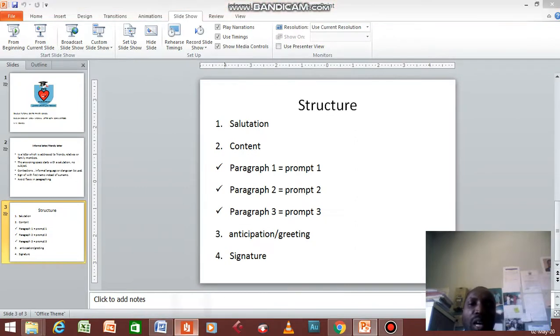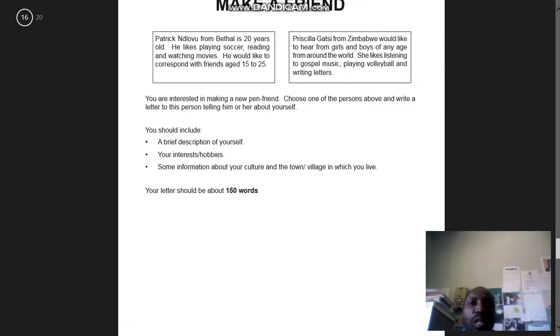Now when you start, what are you going to start with? You don't have to greet, "Hi Priska, I hope you are fine. I'm writing this letter to tell you about our hometown." When you do that, my brother or sister, remember that you are not adhering to the prompts, and you are also getting out of the topic. At the same time, it's going to result in flaws in paragraphing. Because at the end of the day, they are expecting paragraph 1 to cover the first prompt, which is, in this case, to give a brief description of yourself. In other words, tell us about yourself according to the prompt. That's what they're expecting you to do.